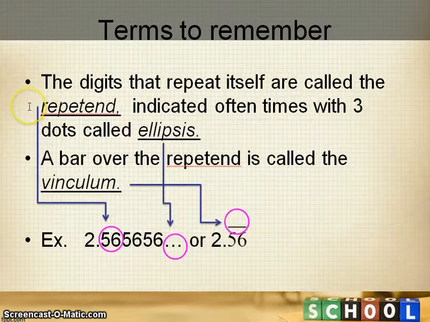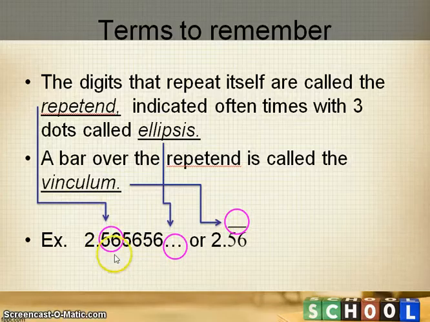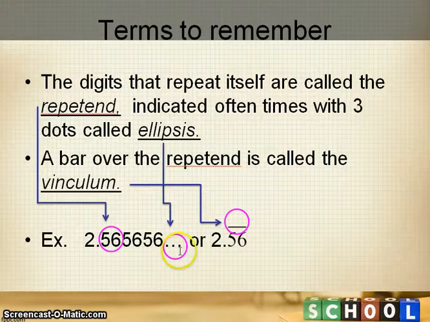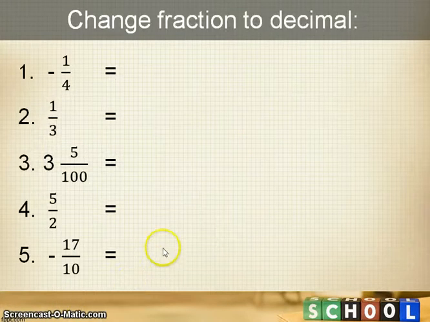Those digits that repeat themselves are called the repetend, just like in our example here. It is indicated oftentimes with three dots called ellipses, and the bar over the repetend is called the vinculum. So you can represent this in a shorter form using the vinculum. So now can you change these fractions into decimals?